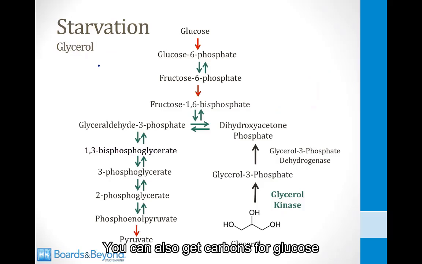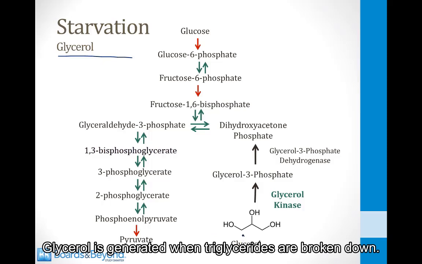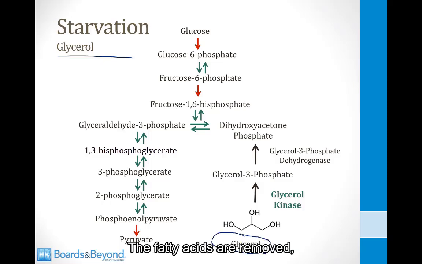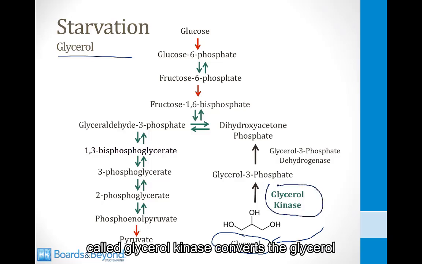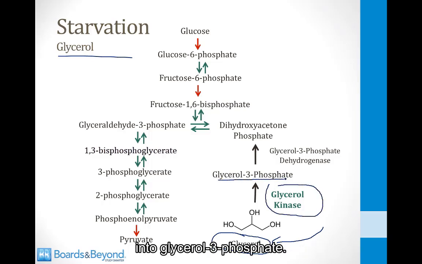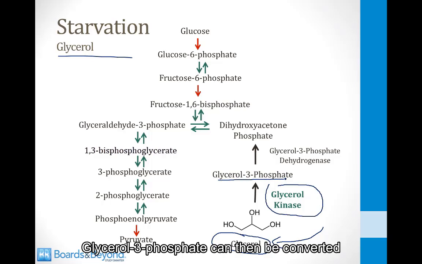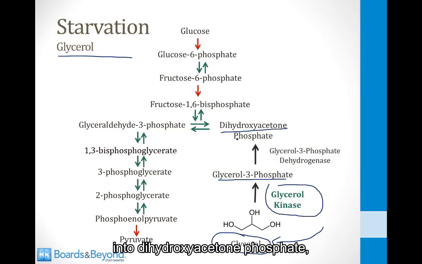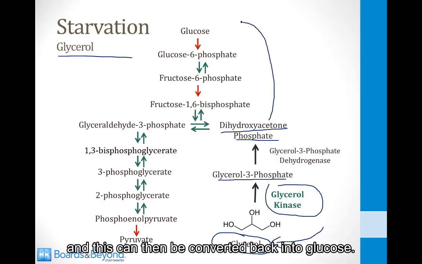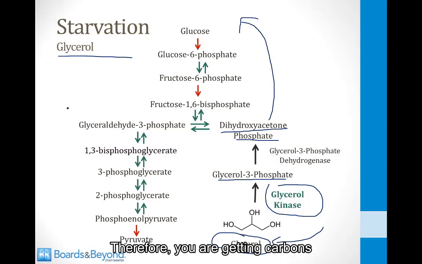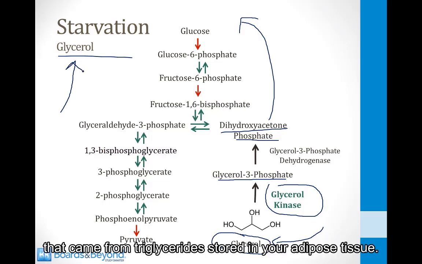You can also get carbons for glucose from gluconeogenesis from glycerol. Glycerol is generated when triglycerides are broken down. The fatty acids are removed, and this releases molecules of glycerol, which can go to the liver, where an enzyme called glycerol kinase converts the glycerol into glycerol 3-phosphate. Glycerol 3-phosphate can then be converted into dihydroxyacetone phosphate, which is an intermediate in gluconeogenesis, and this can then be converted back into glucose. Therefore, you are getting carbons for glucose from molecules of glycerol that came from triglycerides stored in your adipose tissue.